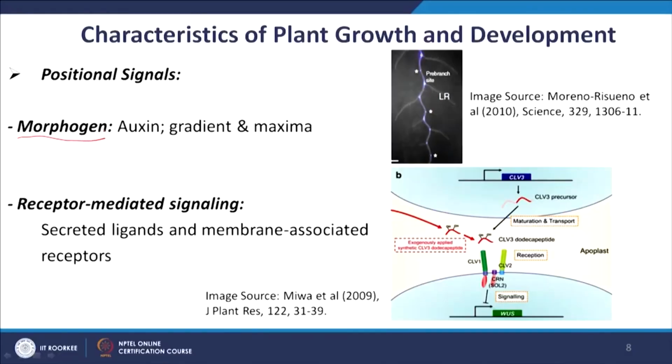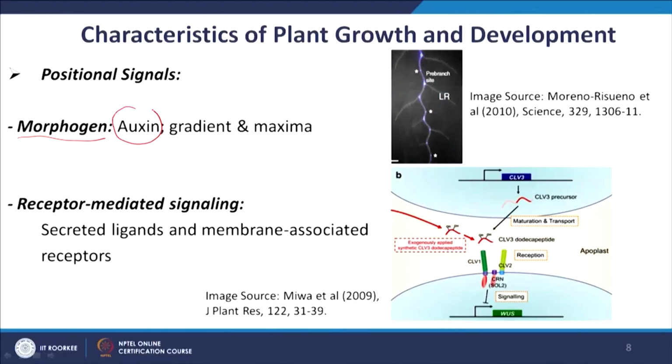Morphogens are the signaling molecules which are responsible for providing a cell fate or providing identity, and one such very important molecule is auxin. Auxin is a plant hormone. The auxin distribution is very important. It is transported in a polar manner and there is a formation of a gradient. So, auxin biosynthesis, storage, distribution, everything is important.